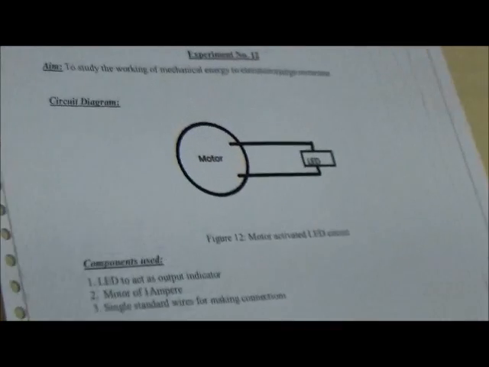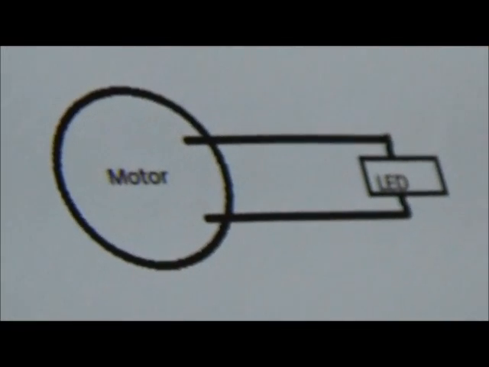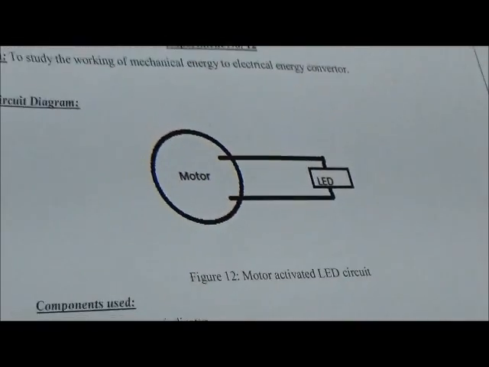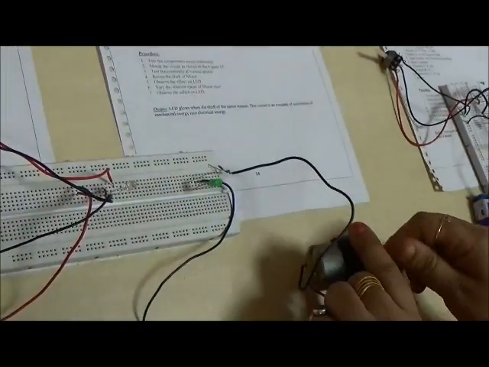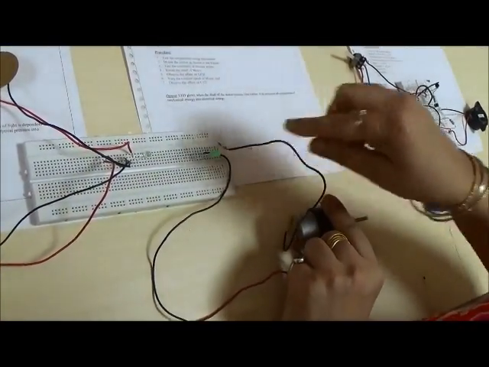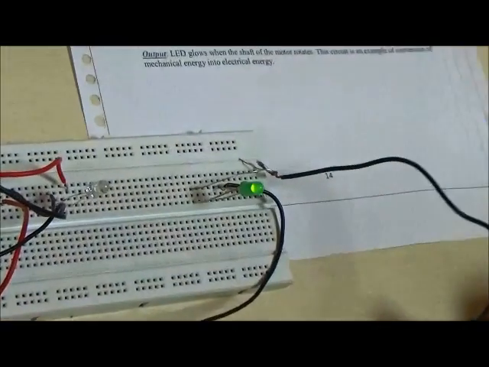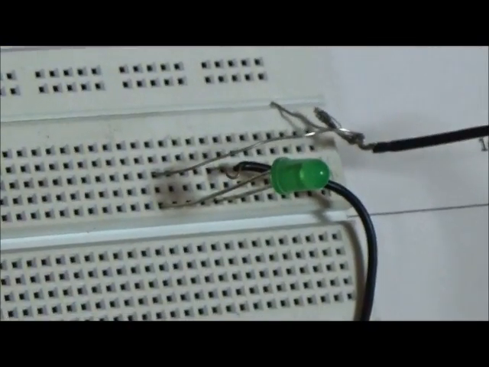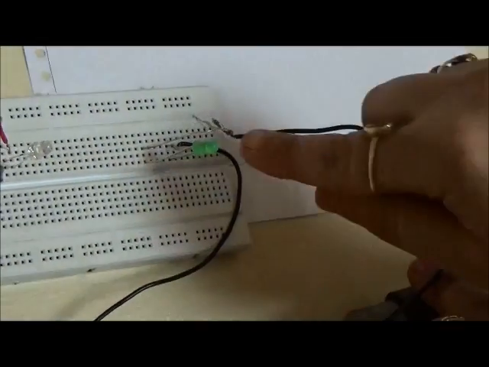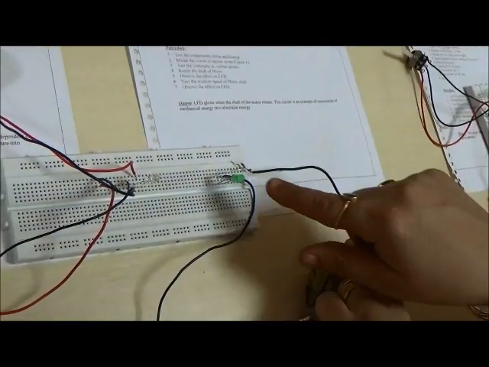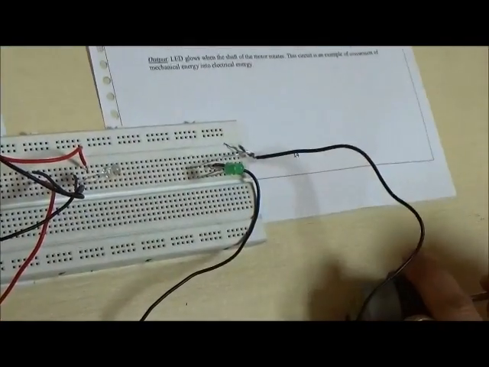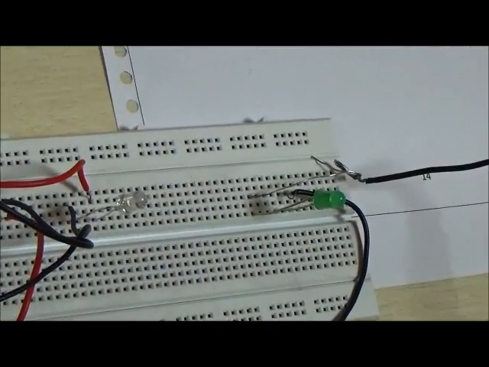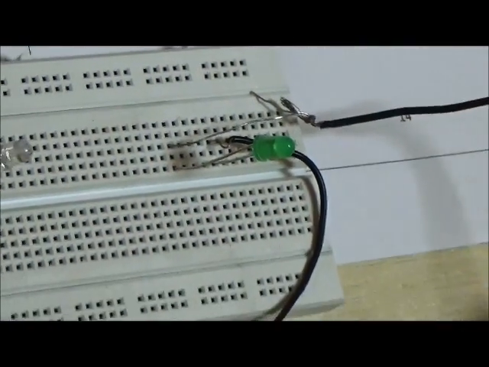The third circuit is using an LED, conversion of mechanical energy into electrical energy, where mechanical energy is applied through a motor. That is, when you apply a force on the shaft, that is when you rotate the shaft, the mechanical energy being applied gets converted into electrical energy and the LED glows. If we rotate the shaft in the opposite direction, the LED does not glow. This is an indicator that the LED, which is a diode, allows the current to flow in one direction and does not glow when the shaft is rotated in the opposite direction, but glows when it is rotated in a direction where the current is allowed to flow through it.